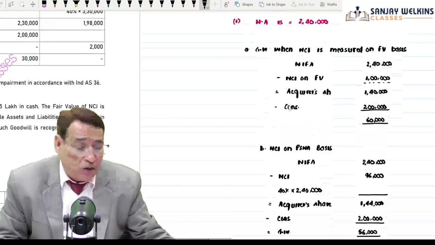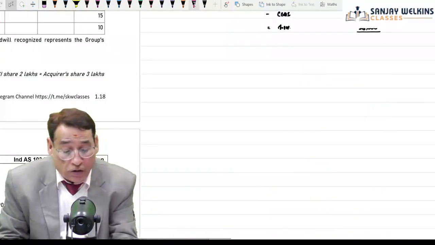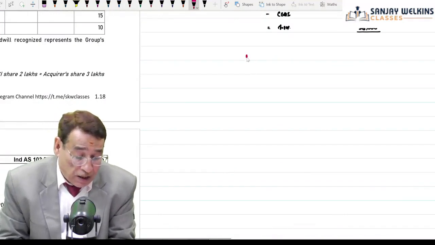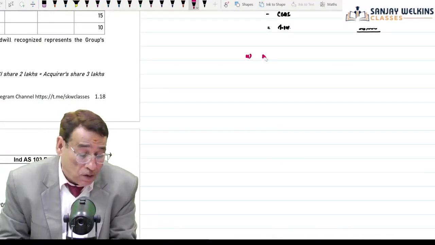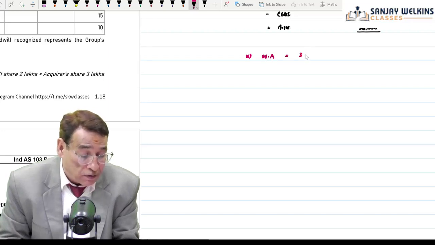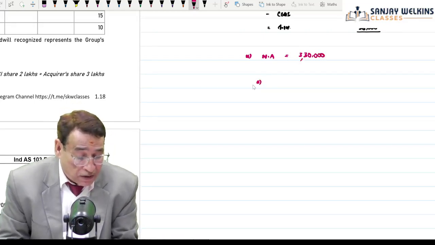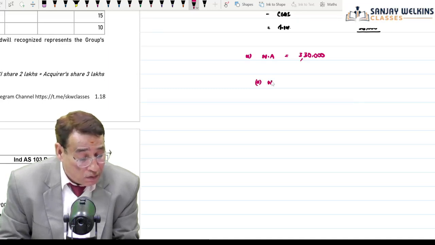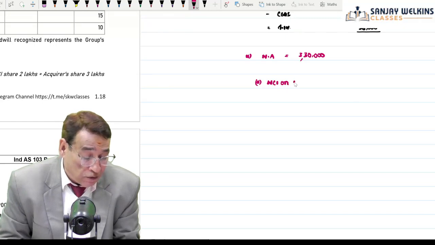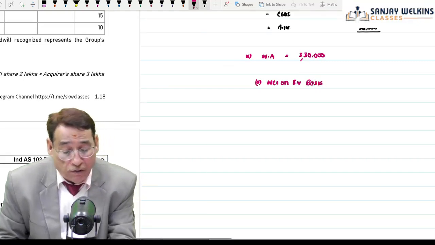So this is the solution to part 1, when net assets were equal to 2,40,000. In the second part, when net assets are equal to 3,30,000, what will be your answer? First, NCI on fair value basis. So what will be the amount of goodwill? You will solve it in a similar fashion.